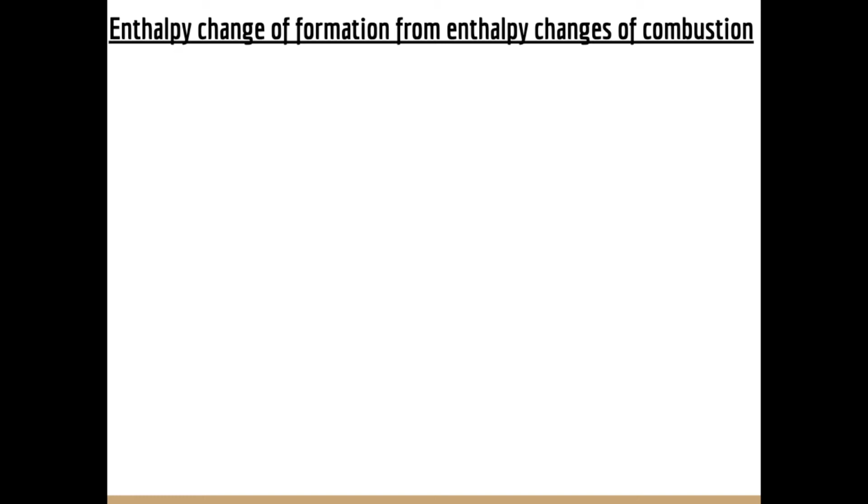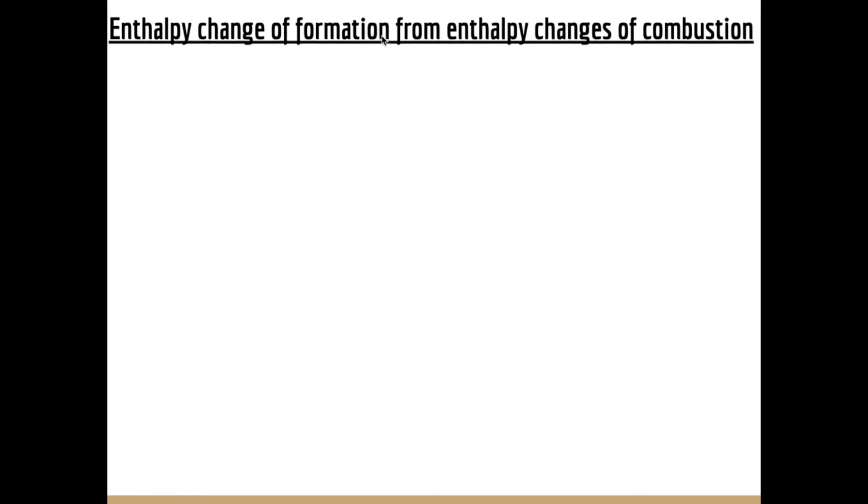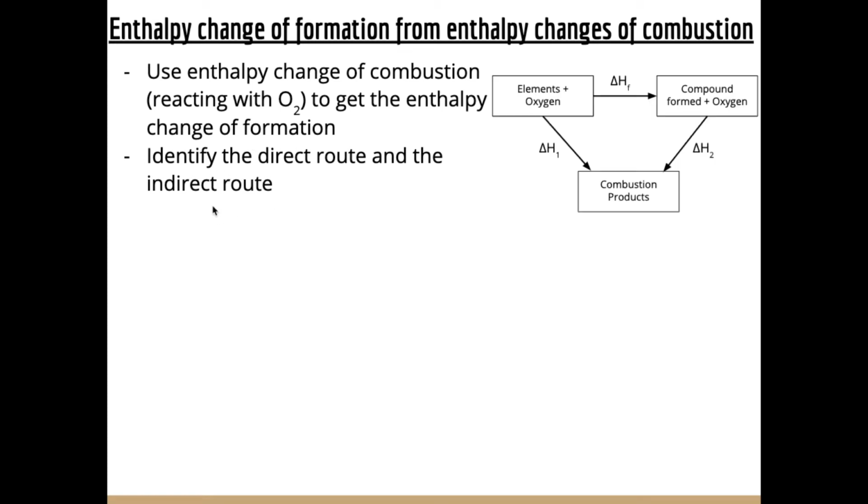Enthalpy change of formation from the enthalpy changes of combustion. So this was using the enthalpy changes of formation to get the enthalpy change of reaction. We can get the enthalpy change of formation from the enthalpy changes of combustion. We use enthalpy change of combustion where we react with the oxygen to get the enthalpy change of formation. As always, we identify the direct route and the indirect route. So in this case, we can get the delta H of formation by getting the elements to that compound, by working out the combustion products.